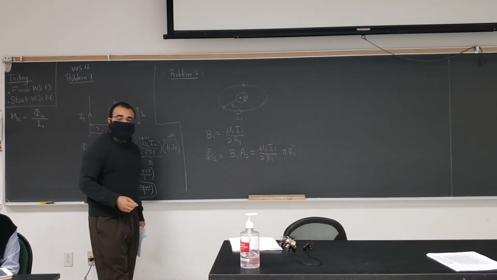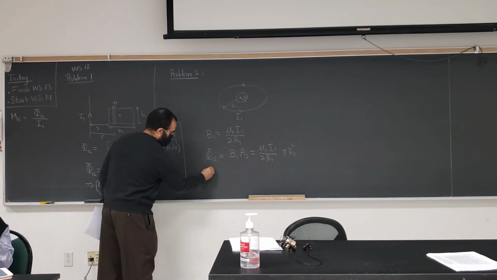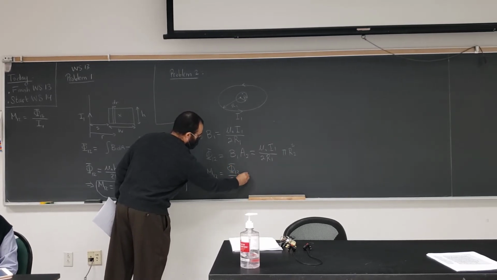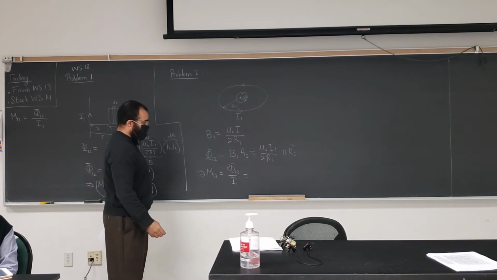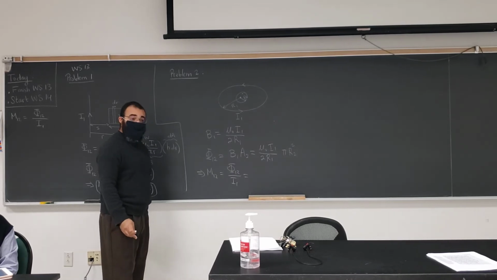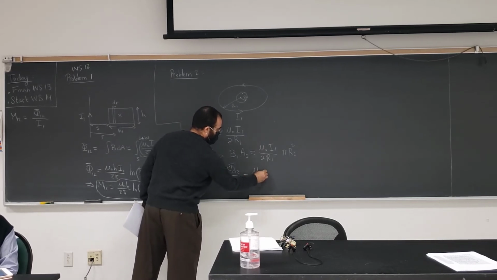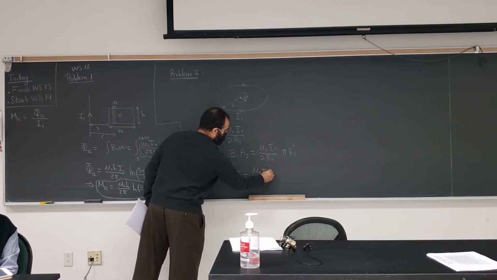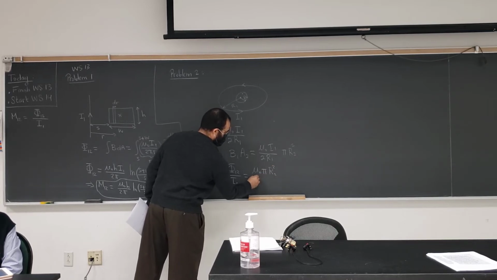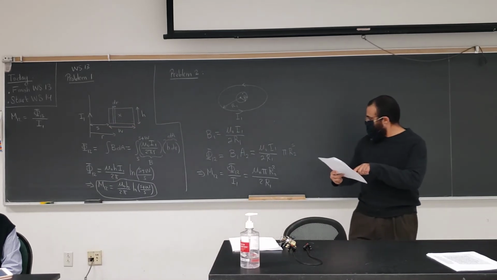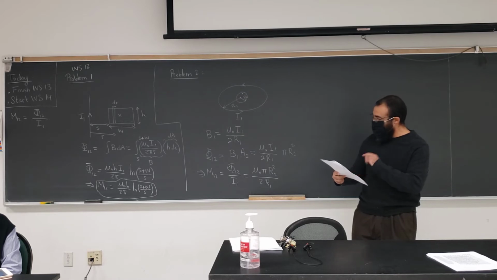To get the mutual inductance, all you have to do is take the flux and divide it by the current. Everything remains except the current, so you get mu naught times pi times R2 squared over 2 R1. Yes, that's correct.